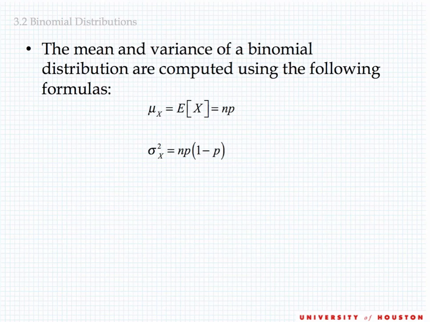The mean and variance of a binomial distribution are computed using the following formulas. The mean is equal to the number of trials times the probability of success. The variance is equal to the number of trials times the probability of success times the probability of failure.